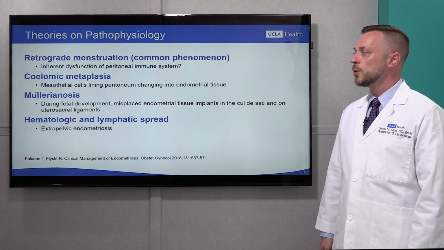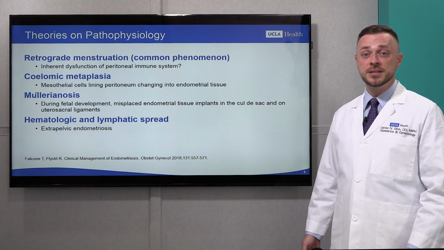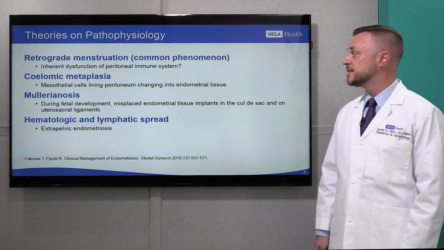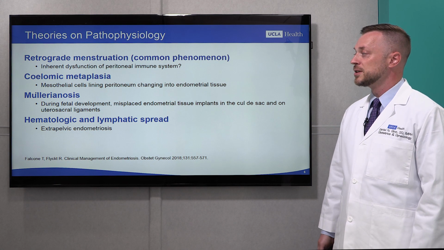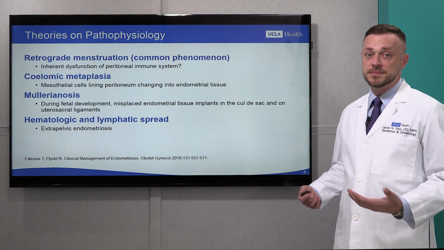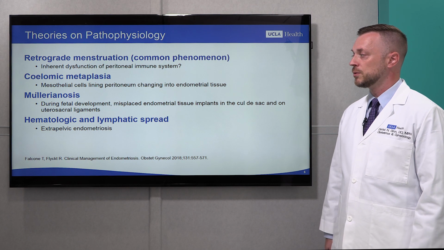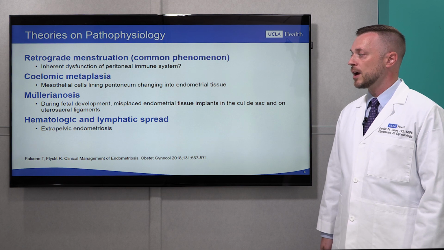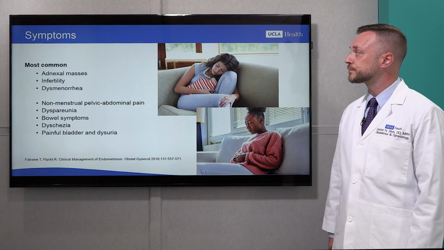There's another theory called coelomic metaplasia, and that's a fancy way of saying that some of the cells that line the peritoneum, which is the stretchy covering of the cavity of the abdomen itself, change into the wrong kind of tissue. Another is müllerianosis. This is one that is present during fetal development, where tissue that's not supposed to be outside of the uterus implants there and then grows. There are also theories that involve hematologic spread, meaning through the blood, or lymphatic spread through the lymphatic system. And that might account for why we see some endometriosis in places outside of the abdomen and pelvis itself.